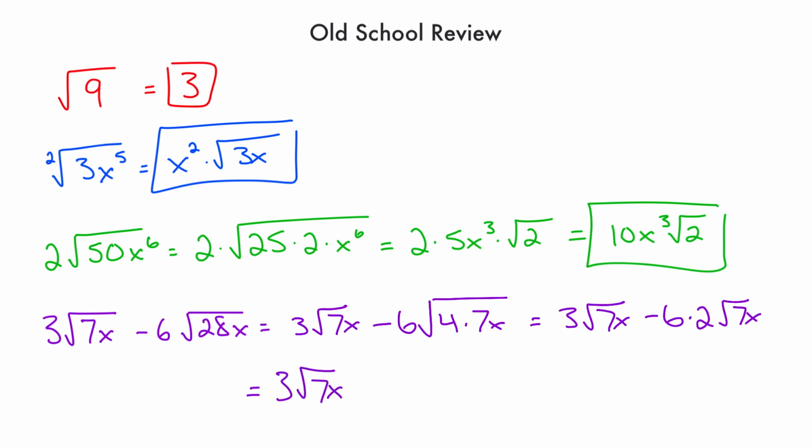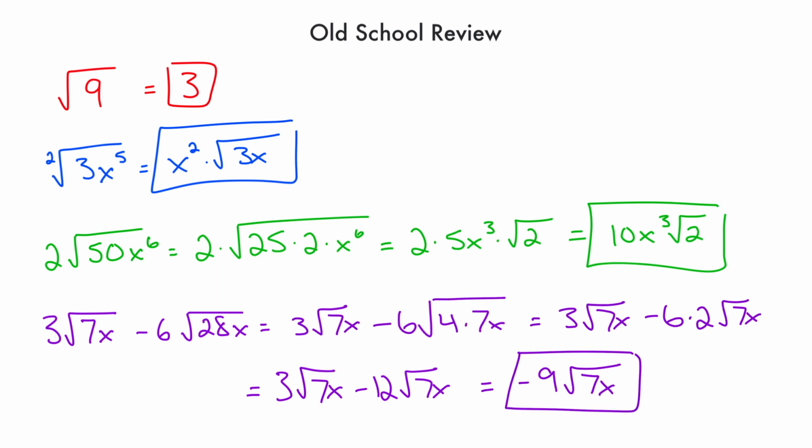which is then equal to 3 root 7x minus 12 root 7x. And now that they have the same type of root, you can kind of treat it like a variable. You can kind of think of this as like 3a minus 12a. 3 minus 12 is negative 9, and then root 7x. This is a quick recap of the concepts that we went over in the previous chapter. What we're going to be doing today is just an extension of this. We're just going to incorporate complex values.